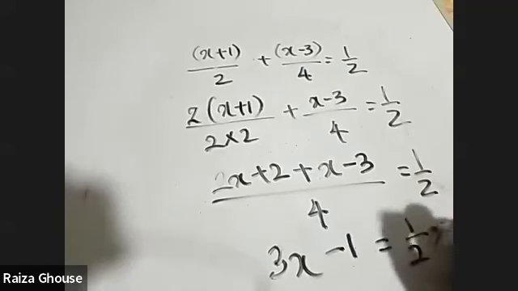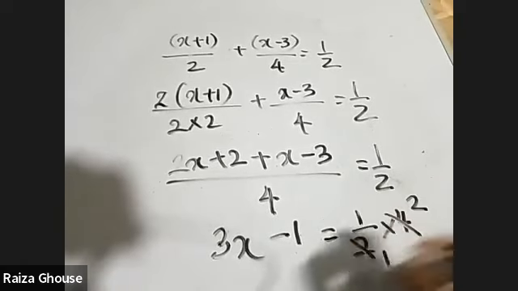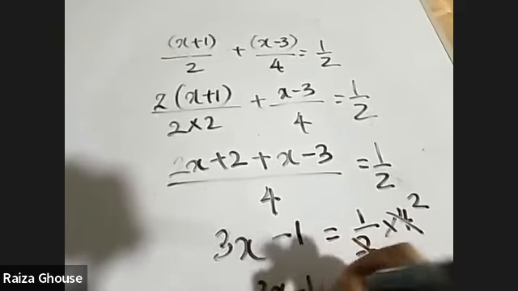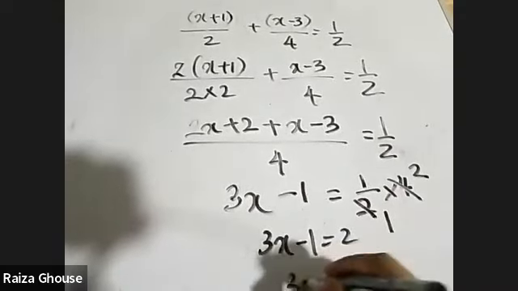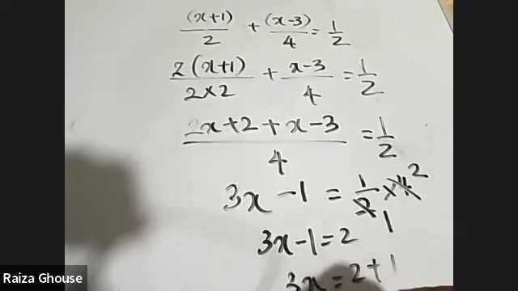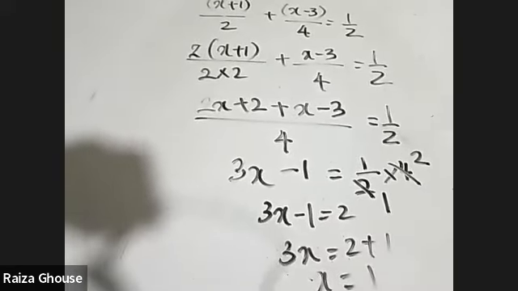Now 4 is carried there. So I'm getting half into 4. You can see you can cancel this one, 2 into 1 and 2 into 2. 3x minus 1 equal 2. But minus 1 can be carried to the other side. You are getting plus 1. 2 plus 1 is 3. X is equal to 1 because 3x equal 3. X is equal to 1.